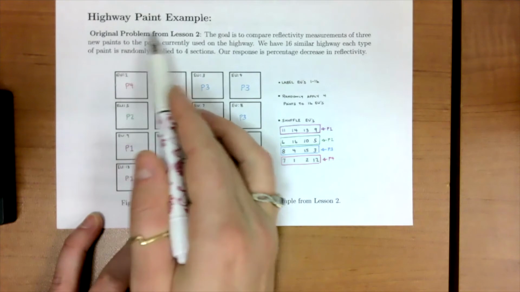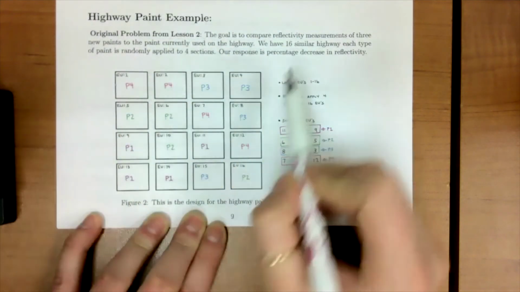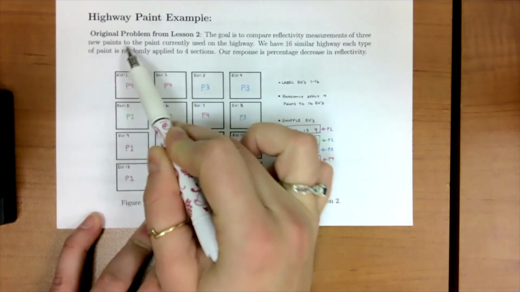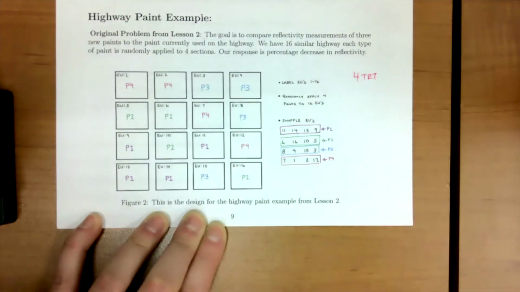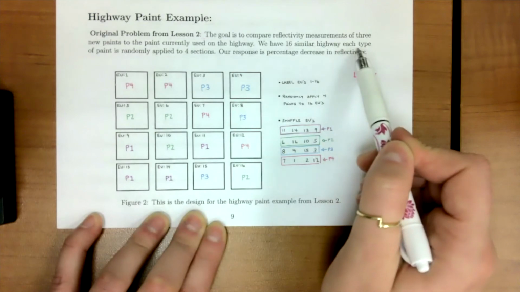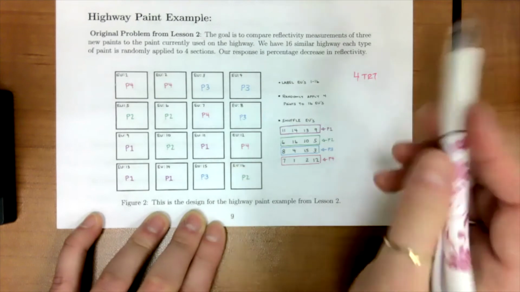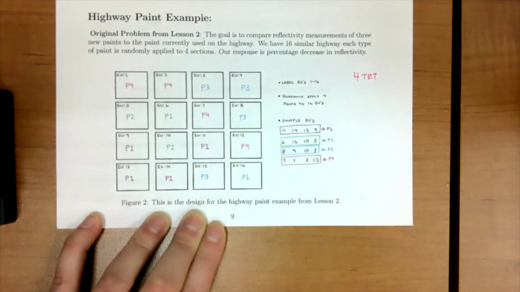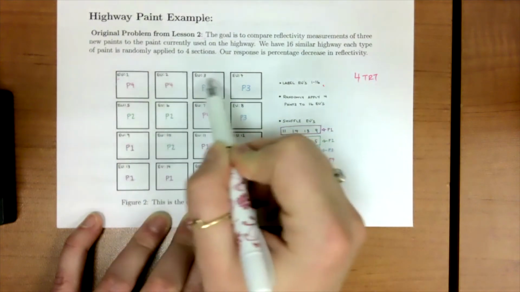Our original problem with the highway data from lesson 2 was to compare reflectivity of 3 new paints to the one currently used. So we had 4 treatments and we had 16 similar highways, and we wanted to randomly apply these 4 treatments to these 16 sections of highways. How we made this design was we labeled our EUs 1 through 16, so that's what I have here.